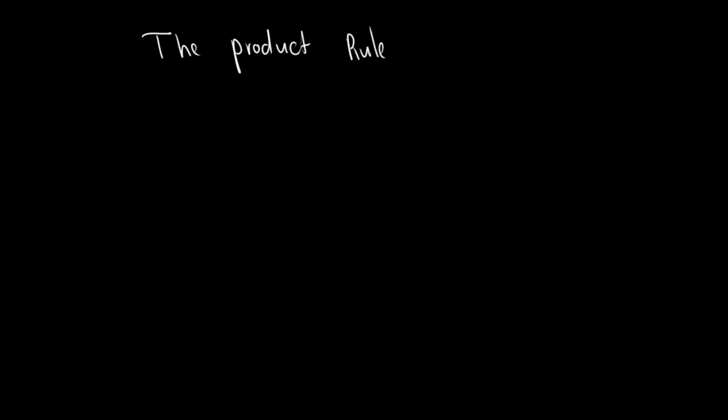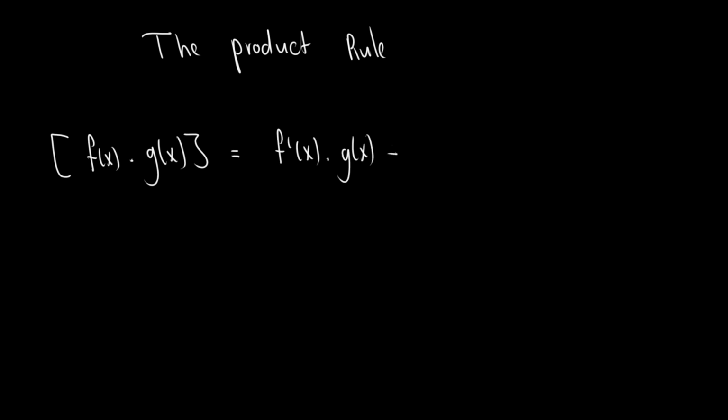Okay, let's talk about the product rule. So what does the product rule tell me? Well, the product rule tells me if I have two functions that multiply with one another, I get f prime of x times the g of x plus the f of x multiply g prime of x.